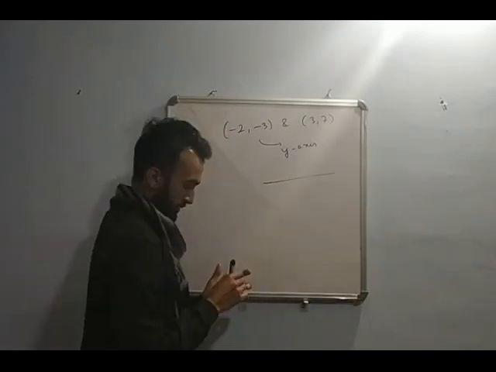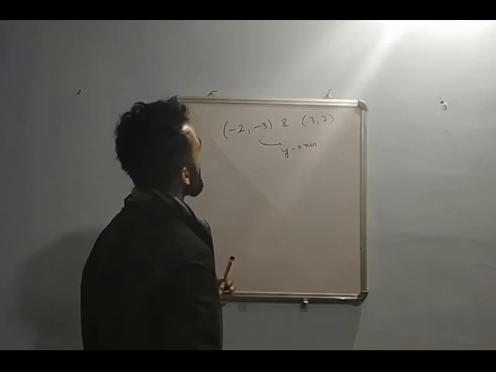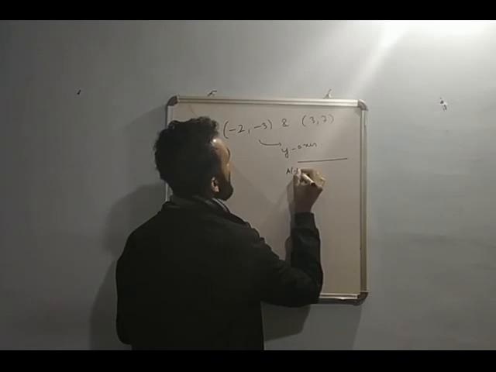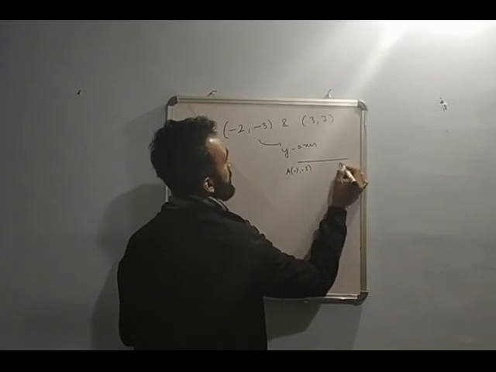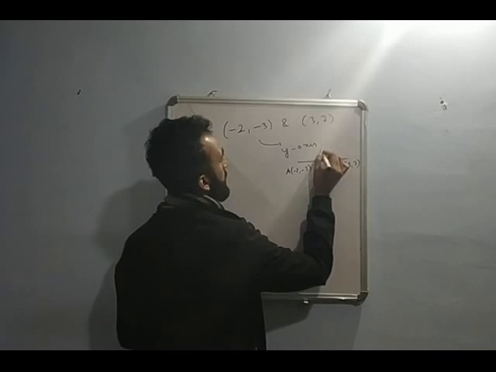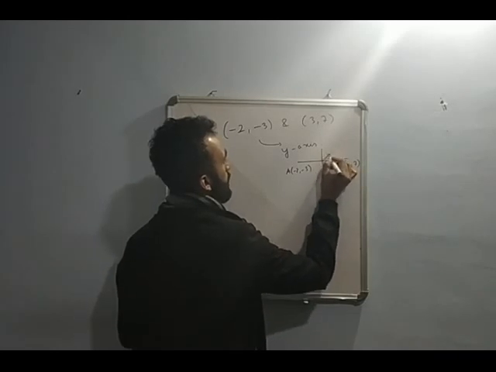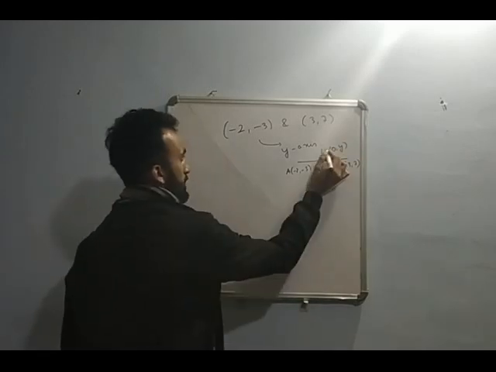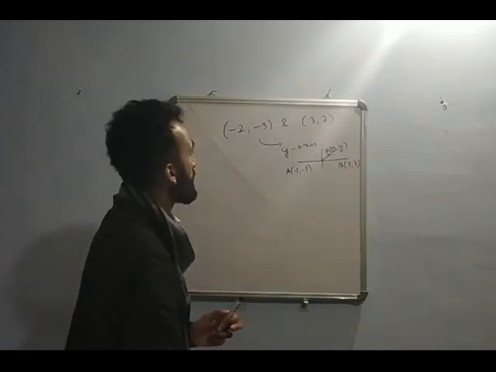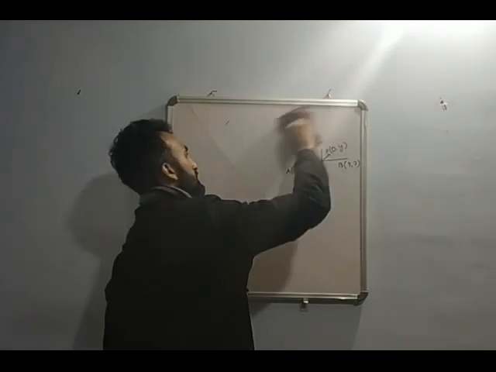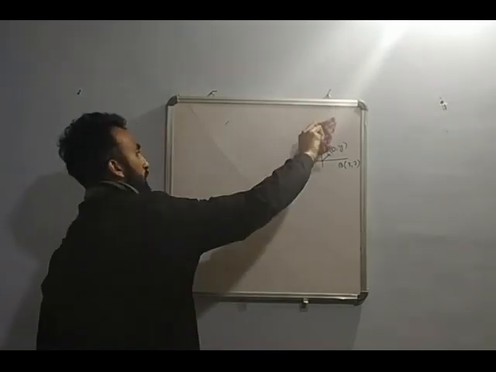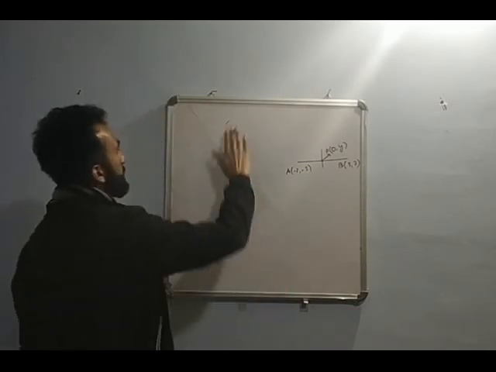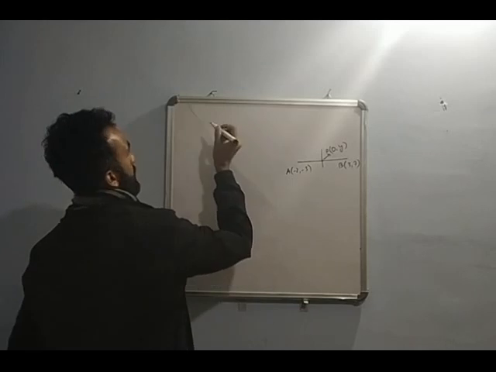Suppose this one is A (-2, -3), and this is B (3, 7), divided by the y-axis. I want a point only. The point is (0, y). Okay, this is P (0, y). Diagrammatically, I'm just writing, because this line segment is divided by the y-axis. So any point on the y-axis is written as (0, y). Remember that. X-axis, (x, 0).